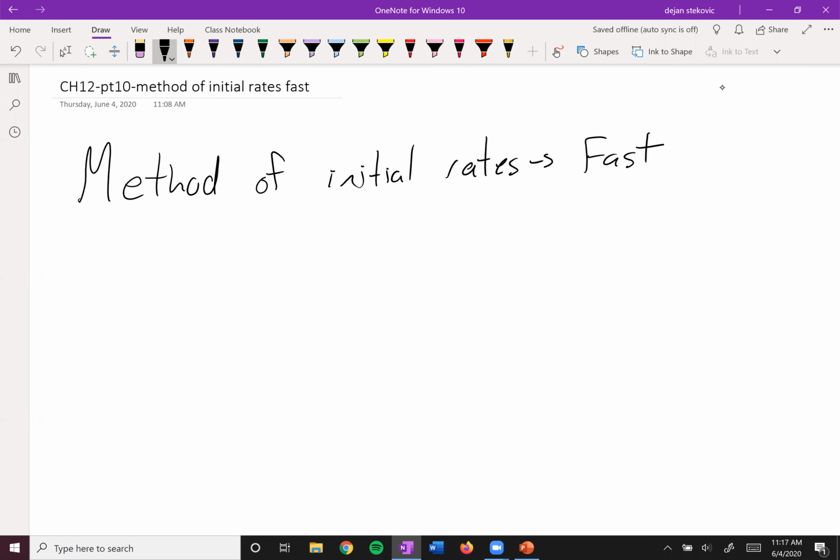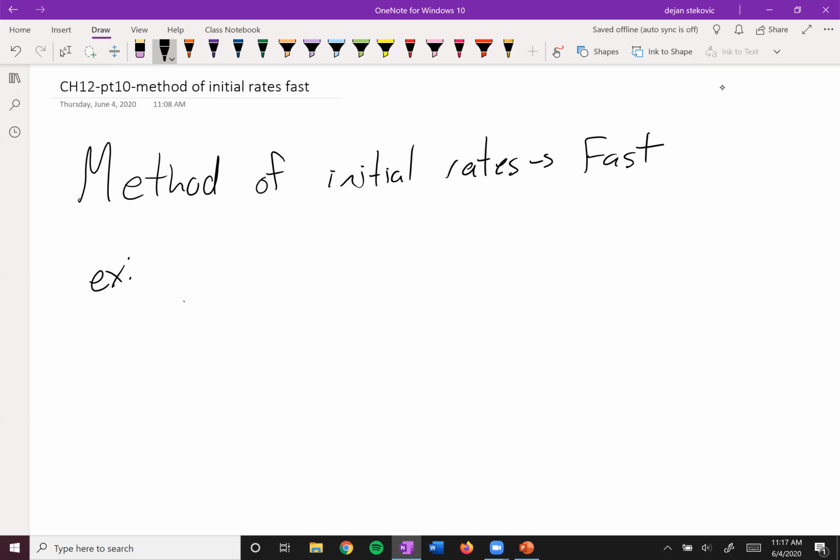All right, so as we saw last time, this method of initial rate can be quite time consuming, quite tedious. There's kind of a faster way to do it. It's essentially the same way we did it last time. It's just showing less steps. So let's take a look at an example of this.